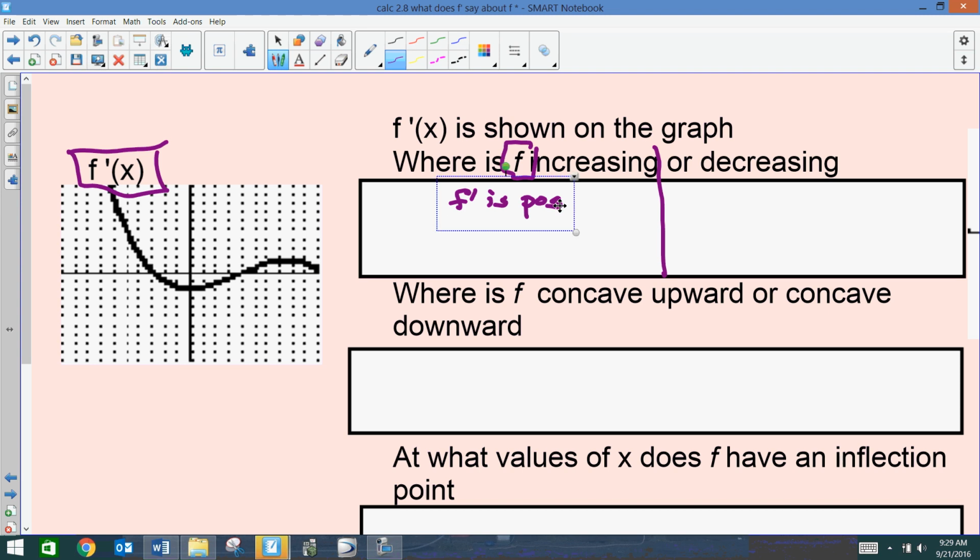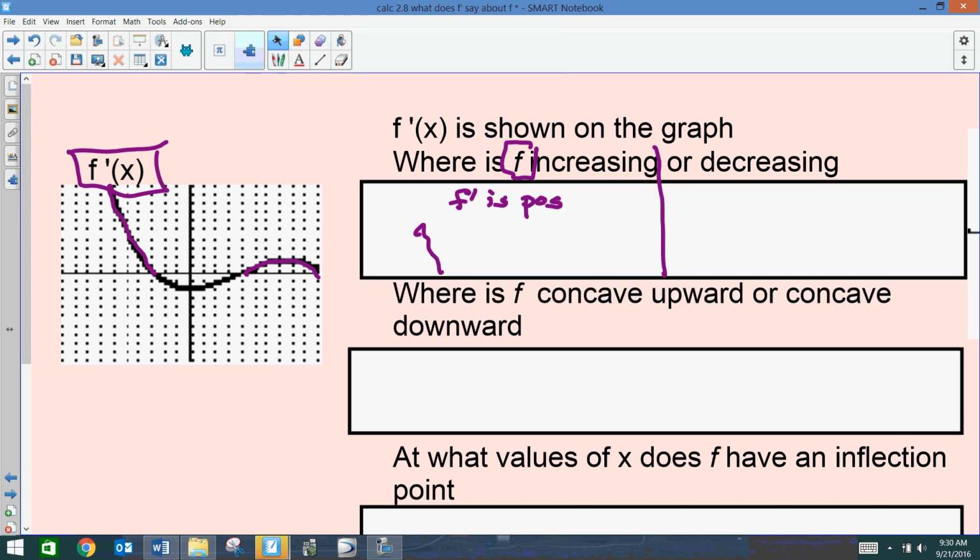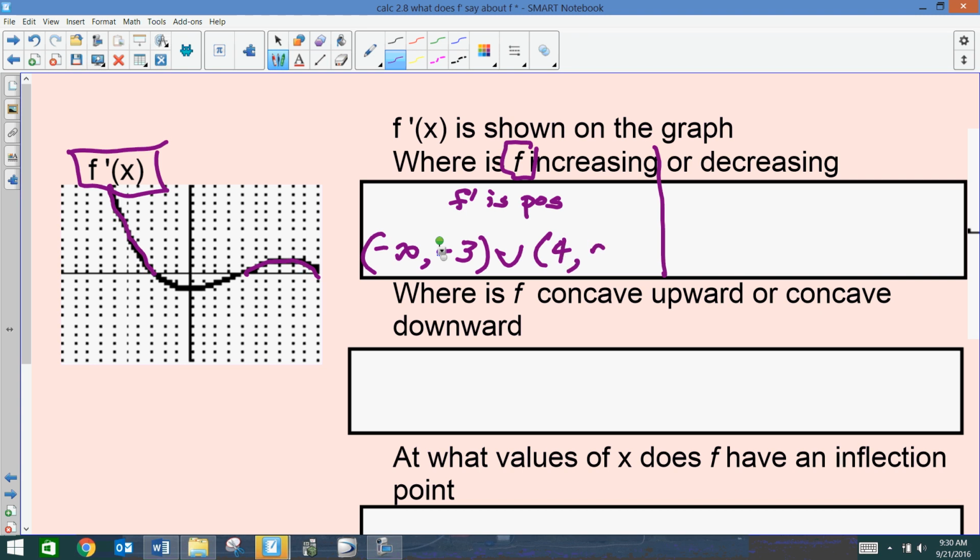F is increasing when F prime is positive. We're talking about F, F prime, and F double prime, so stay away from mixing them up. F prime is positive. Remember, positive when you're looking at the graph is above the x-axis. So here's positive, that's negative now, and here's positive. On those two intervals, we are going to talk about negative infinity to, that looks like -3, and then the other piece, 4 to the rest of it.